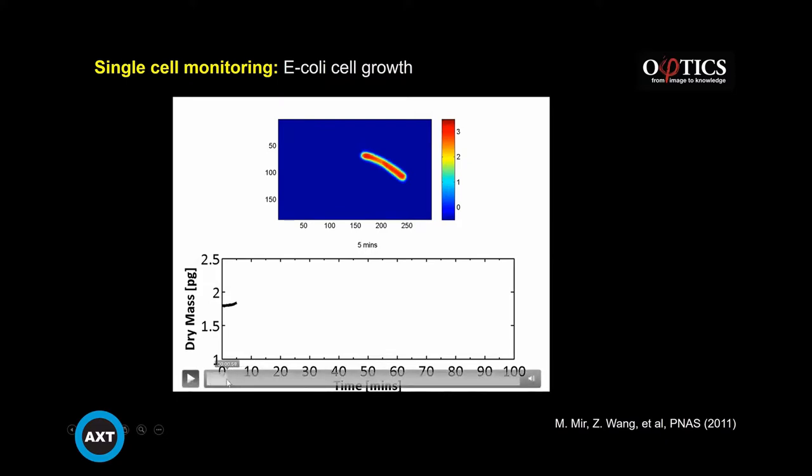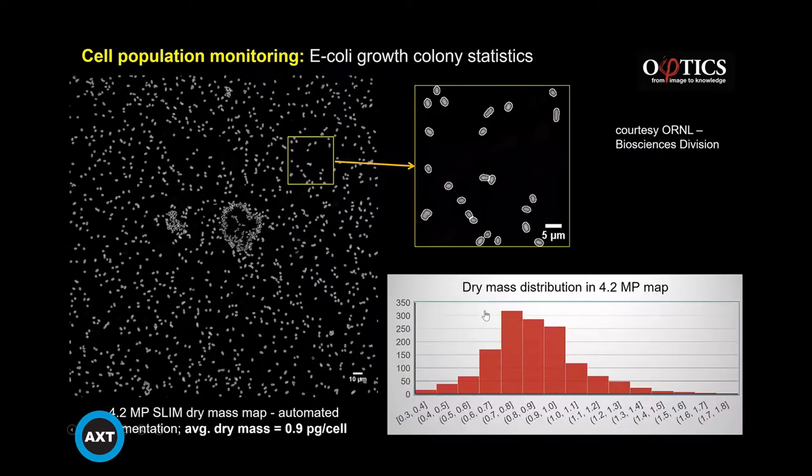This is an imaging of E. coli over a period of time. As soon as it starts budding and forming the daughter cells, the mass can be tracked and measured separately and segmented. This can be done also in a cell population and generate statistics over the entire population.